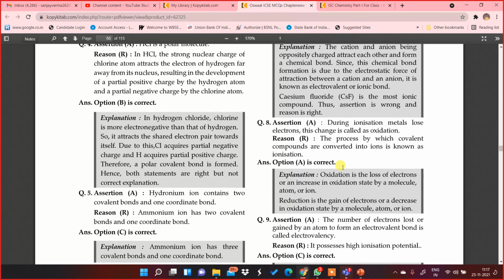Then we have number 8. During ionization, metals lose electrons. This change is called oxidation. Okay, correct. Reason for this statement: the process by which covalent compounds are converted into ions is known as ionization. Okay, fine, that is also good. So option A is correct.